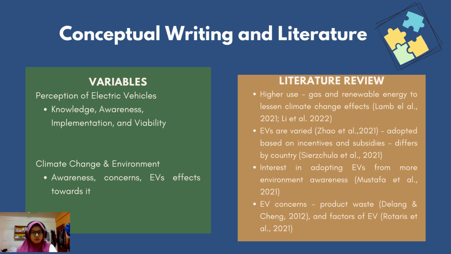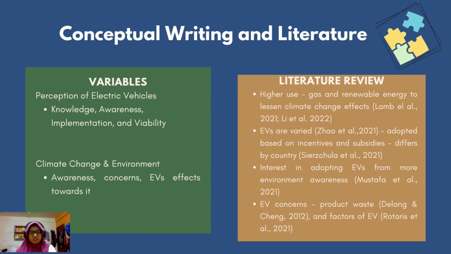For the conceptual framework, the variables used are all related to the perception of electric vehicles or EVs and climate change and environment. EVs are mostly based on the knowledge, awareness about it, the implementation of EVs, and their viability towards climate change. With climate change and environment, there is awareness, concerns about the subject, and how EVs affect them. From there, we learned that renewable energy and gas is increasing by year.